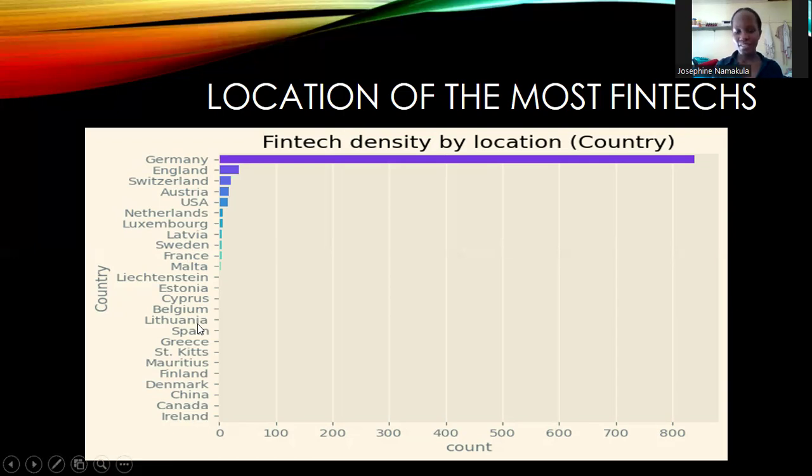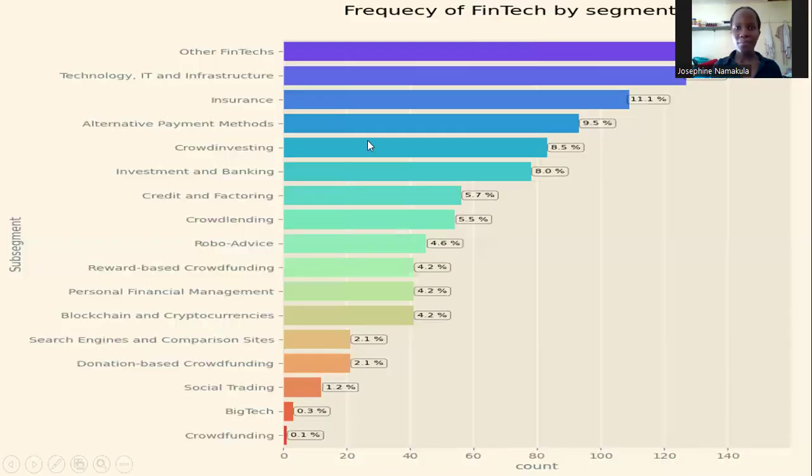And when I move to the next slide, again, I plotted the frequency of the fintechs by the segment type. So you can see other fintechs were 15.5%, technology and IT infrastructure. There were 13.0% insurance, 11.1%, up to crowdfunding, which had 0.1%.